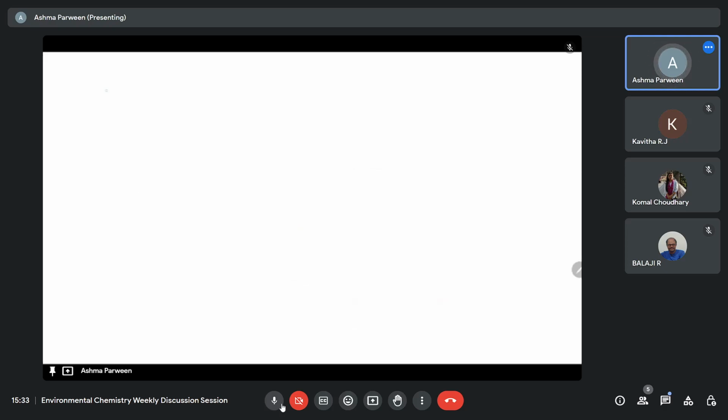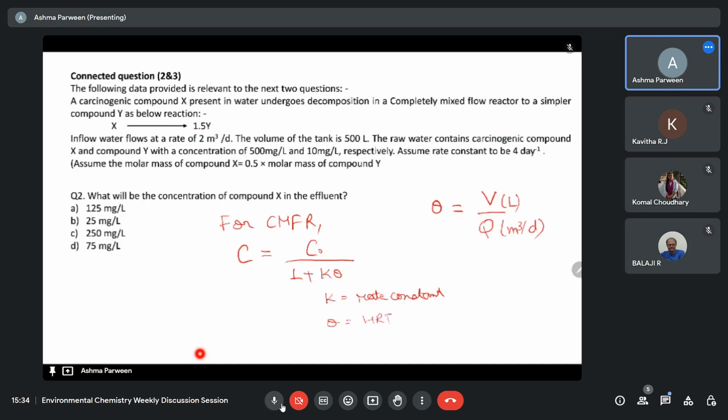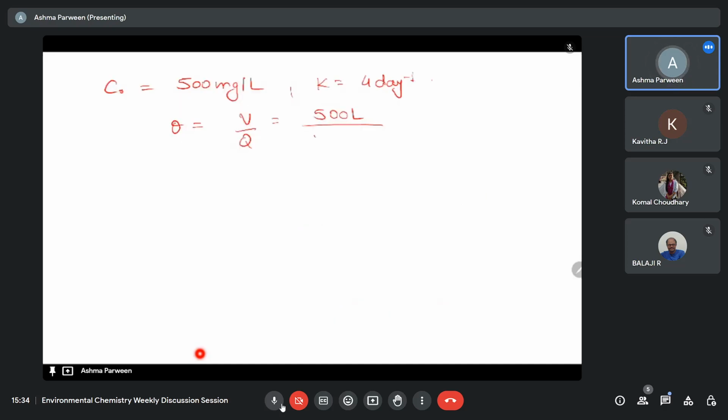So we have been given the initial concentration of the effluent X is 500 milligrams per liter, and we have been given rate constant as 4 per day, and we can calculate the HRT using V by Q, where volume is 500 liters, Q is, I guess, 2 meter cubes, that is 2 into 10 raised to power 3 liter per day. So we will get the HRT as 0.25 days.